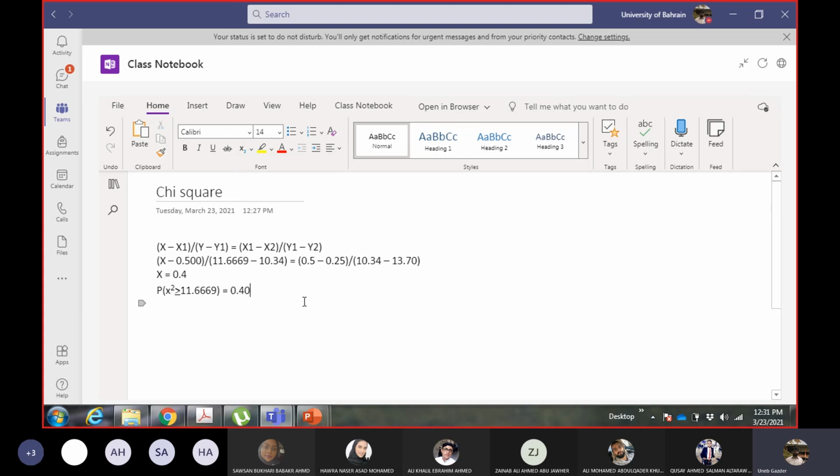Now, what is the rule here? The rule is, if the probability which you calculated for your chi-square value is less than 0.05, your speed data has significant difference from the normal distribution. In other words, it does not follow normal distribution.